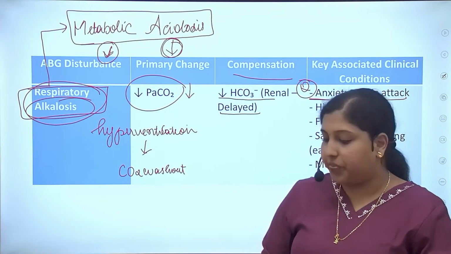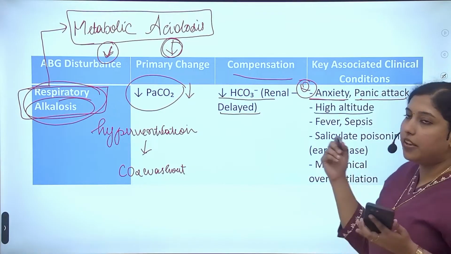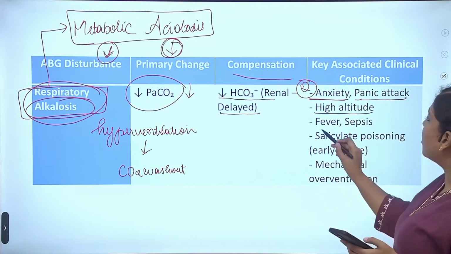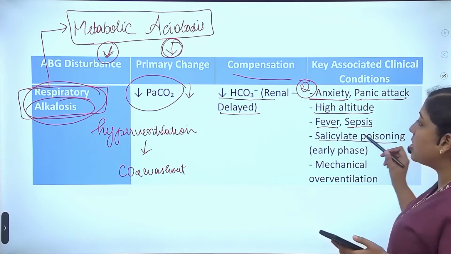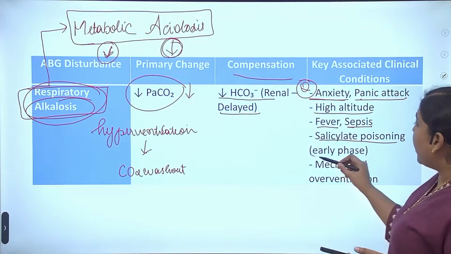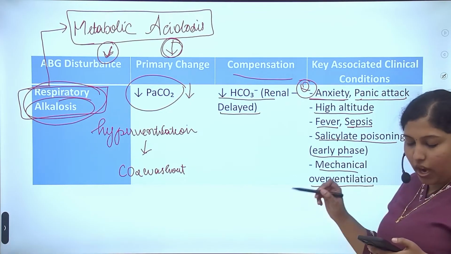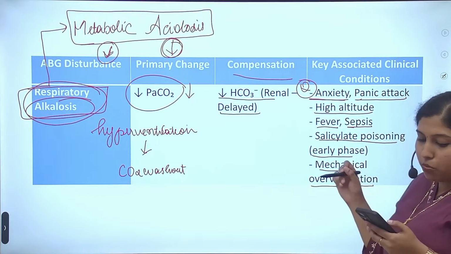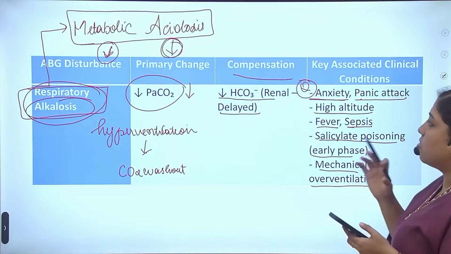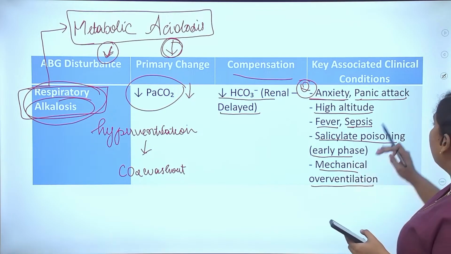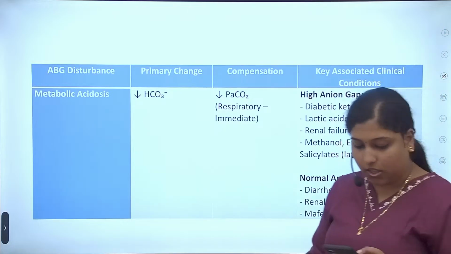Next is when the patient goes to high altitude, where the respiratory system is overstimulated, in case of fever, in case of sepsis, and salicylate poisoning. And in the early phase and mechanical overventilation, when you're hyperventilating the patient, that time also the patient will go for respiratory alkalosis. So that is very, very important to be noted.